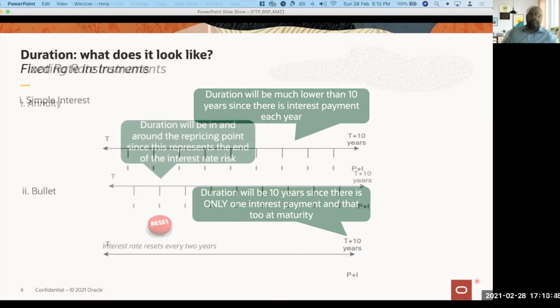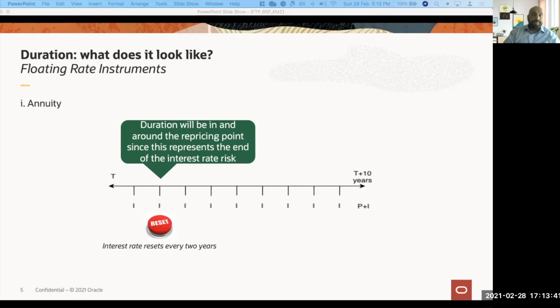Compare this to a floating rate instrument, where the interest rate would reset at an agreed frequency. In this example, 2 years. It is important to establish that even though the principal might only be repaid at the end of the 10th year, from an interest rate risk perspective, duration would consider it to be reset at 2 years in this example. This is to remind you that the liquidity risk in this case would be 10 years, but the interest rate risk is determined by the frequency of the repricing.